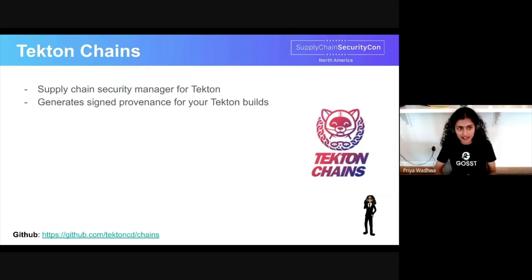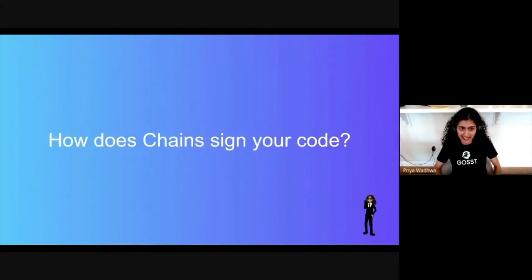Once your task run has completed, Tekton Chains will look at your task run and try to see if there's any artifacts in there that it recognizes. An example of an artifact it might recognize could be an image. It'll take that image and try to sign it. And it'll also generate signed provenance for your entire build.